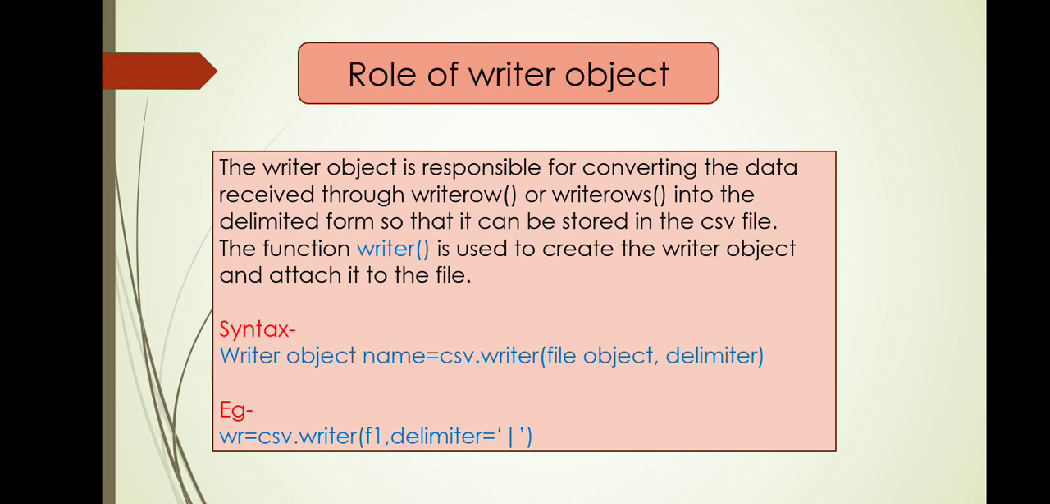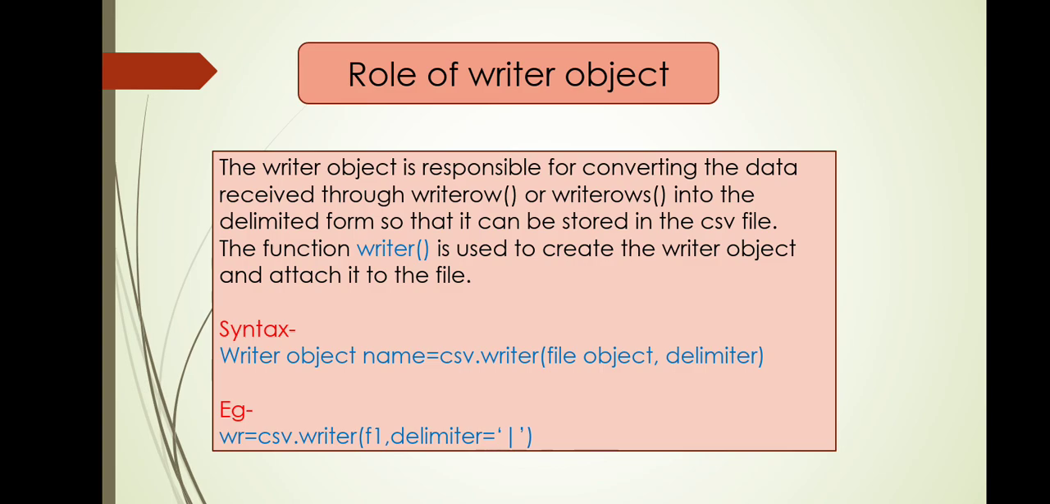Now coming to the use of the writer object. What is the role of a writer object? The writer object is responsible for converting your data into the delimited form. Because when we have to store the data in the CSV file, the data should be in the delimited form. But when the user provides the data, it is not in the appropriate form. So we take the data from the user and then provide it to the writer object, which converts it into a suitable format and then stores it in the file.